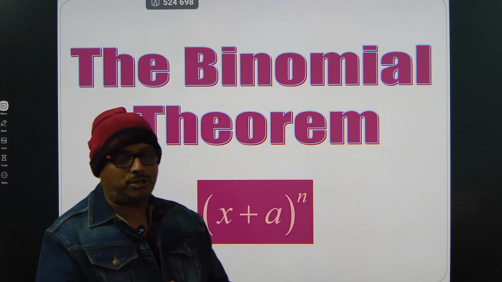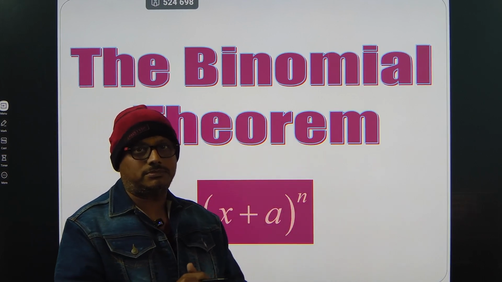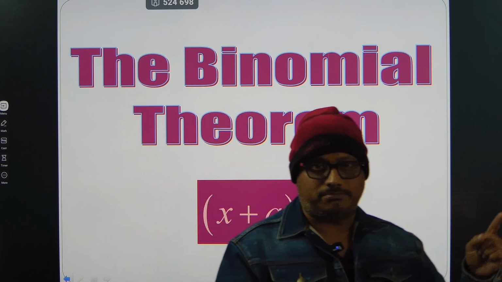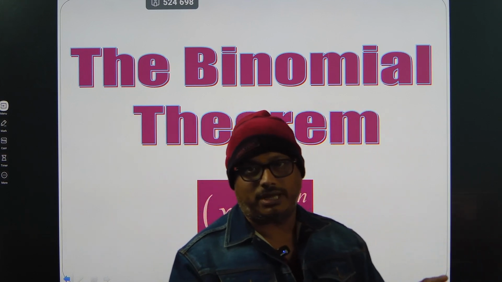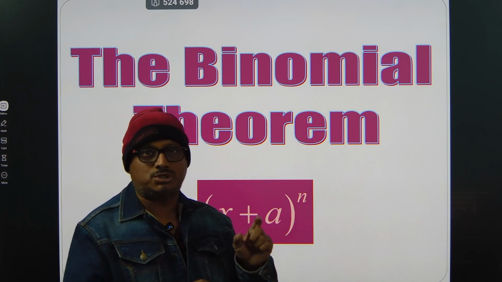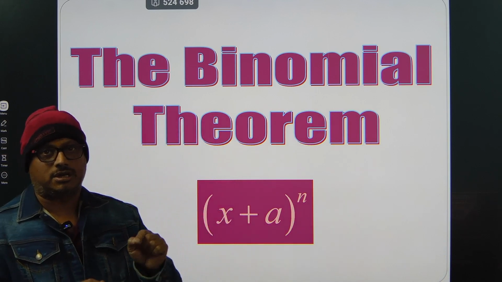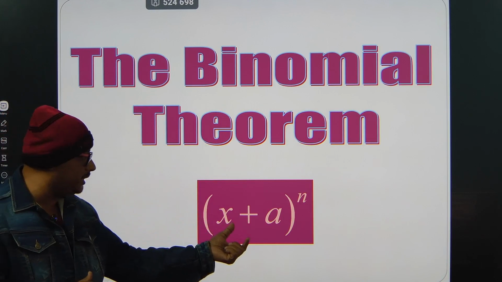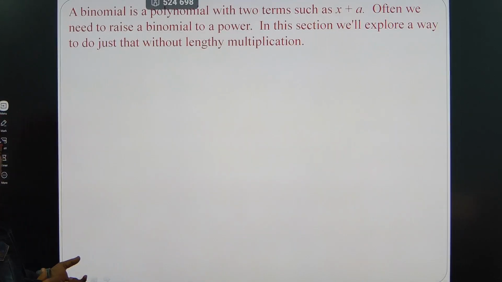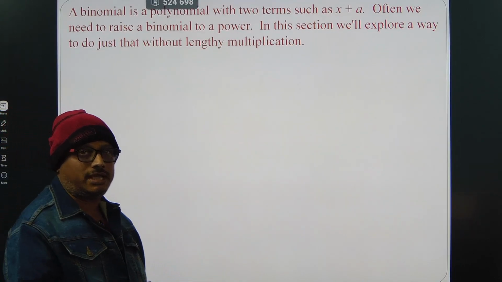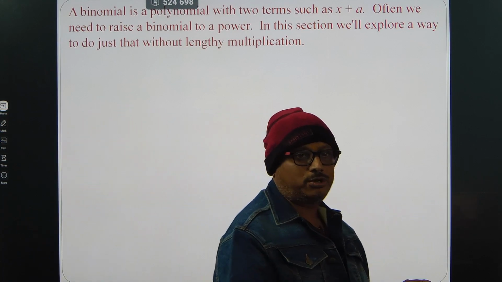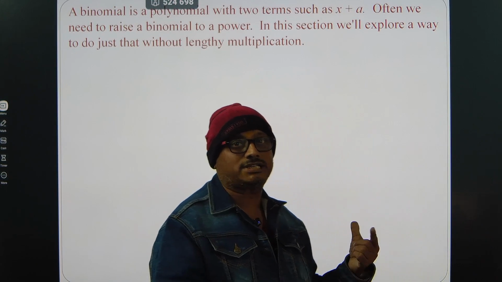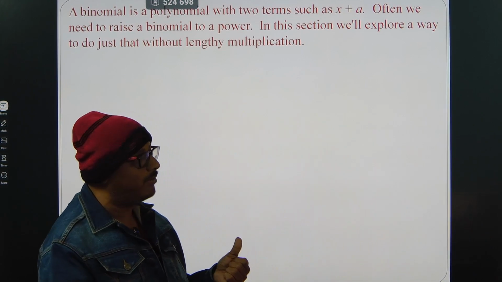In case of binomial theorem, we have one concept that is called binomial. A binomial is the sum of two distinct terms like x plus y or x plus a. Let it be x plus a. So x plus a is the binomial concept. The theorem is about the power of x plus a, that is x plus a to the power n.